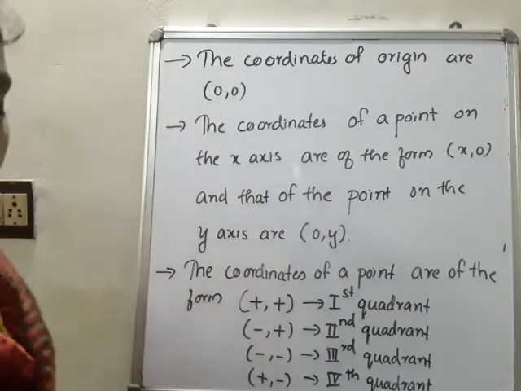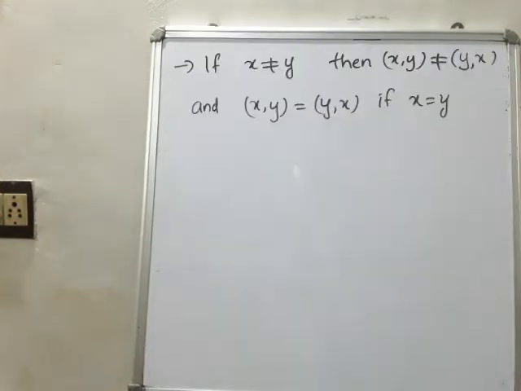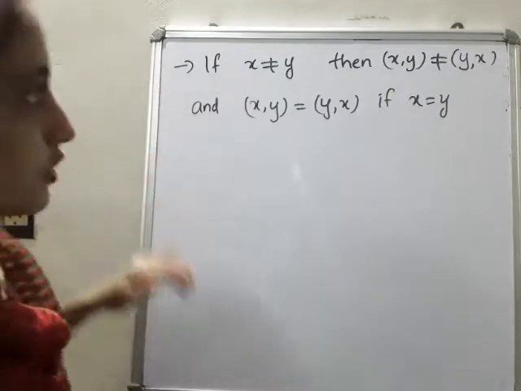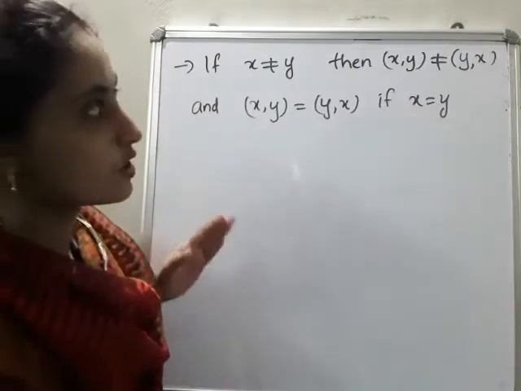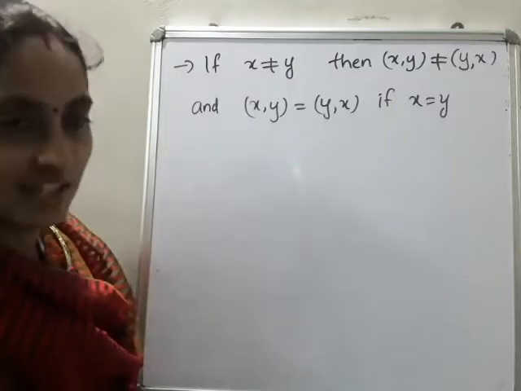One more point is there, so please write that down also. The last point is, if x is not equal to y, then (x, y) is not equal to (y, x). And (x, y) is equal to (y, x) if x is equal to y.